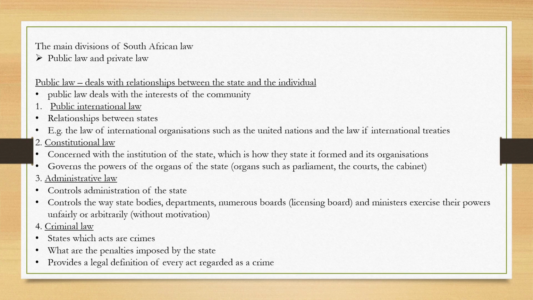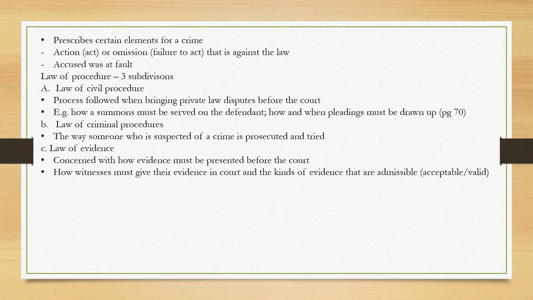Then we look at criminal law. It states which acts are seen as crimes, which acts are not seen as crimes, and what penalties are imposed by the state for committing these crimes, and it also provides a legal definition of each act regarded as a crime. It prescribes certain elements for a crime: an act or action, or omission, a failure to act, that is against the law. So an action is an act, omission is a failure to act. So kind of opposites.